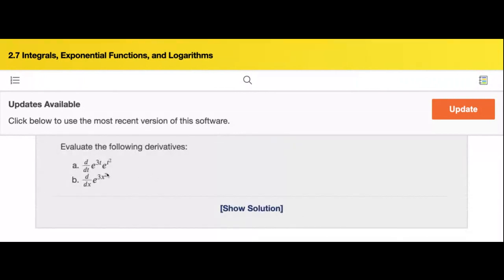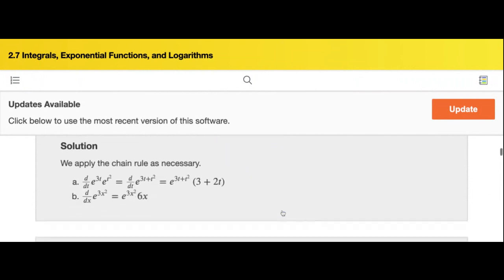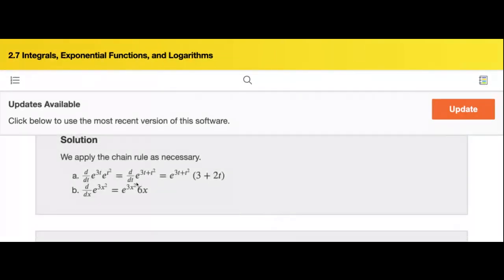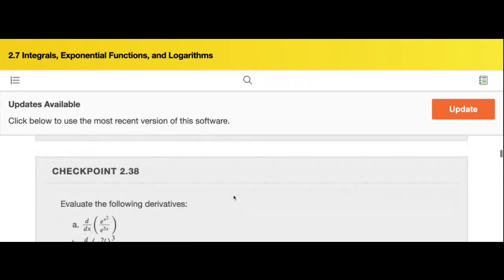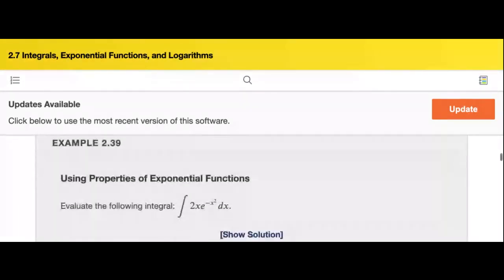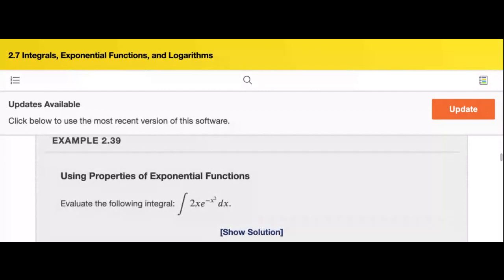Let's just go through this quickly. If we take a derivative of a product of exponential functions, we can use the property. So the derivative, well, that's just 3t plus t squared, added exponents. When we take the derivative, the e term always stays, multiplied by the chain rule part.